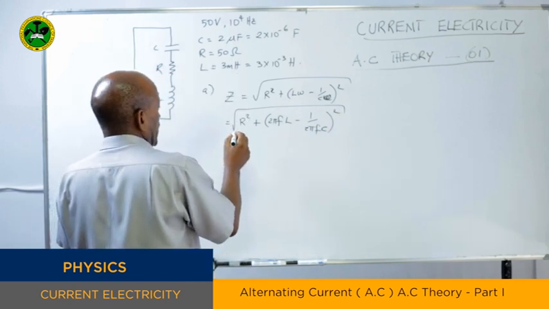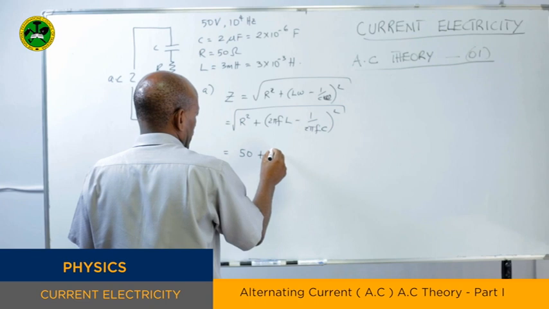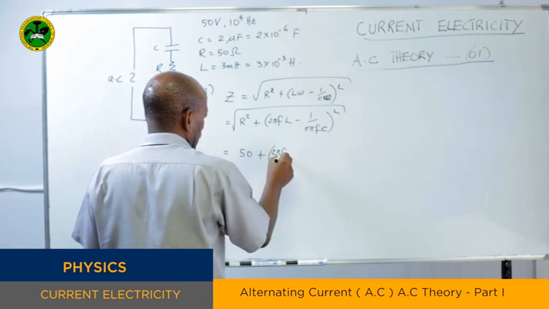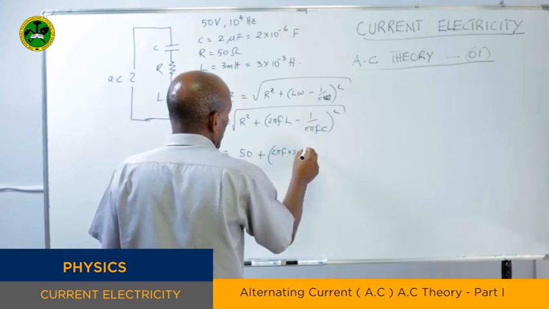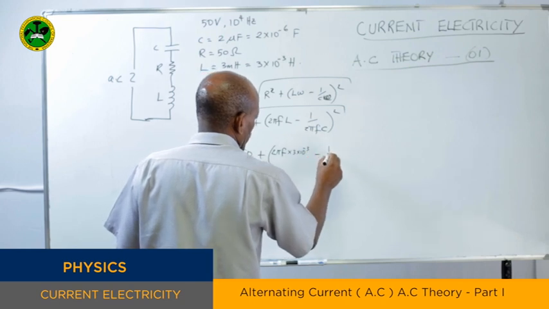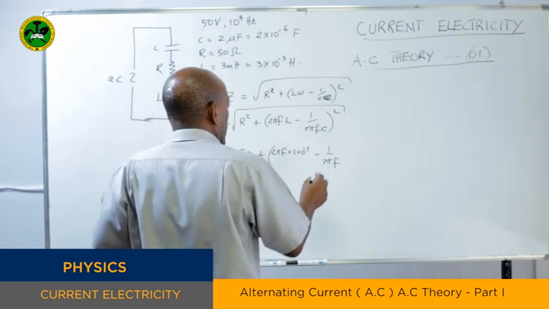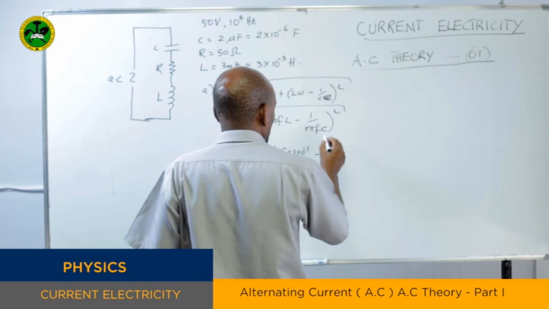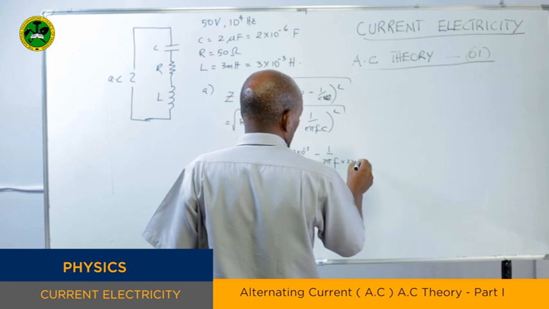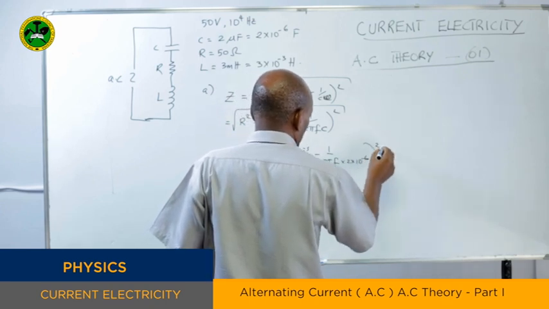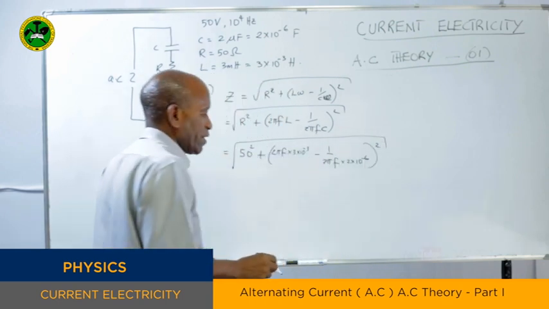The resistance R is 50 ohms. Here we have 2 pi f times L, where L is 3 times 10 power minus 3, minus 1 over 2 pi times f. The frequency is 10 power 4 hertz, and we multiply with the capacitance C, which is 2 times 10 power minus 6, that is 2 microfarad. The whole of this we square, plus 50 squared, and finally we determine the square root of this.